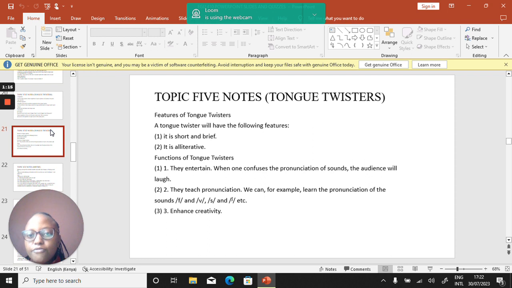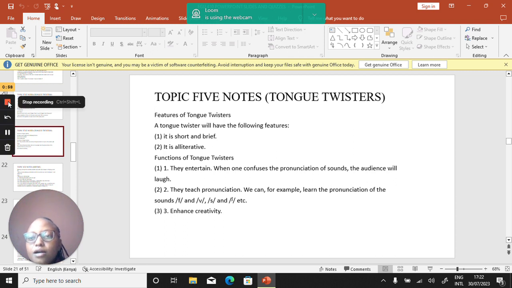And lastly, features of tongue twisters. So tongue twisters are often short and brief, and alliterative, whereby they use alliteration. And then the functions of tongue twisters are to entertain, to teach pronunciation, and to enhance creativity.